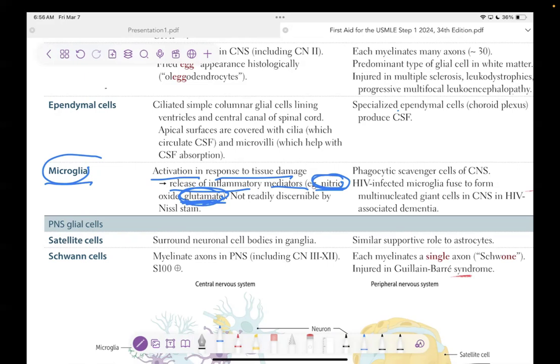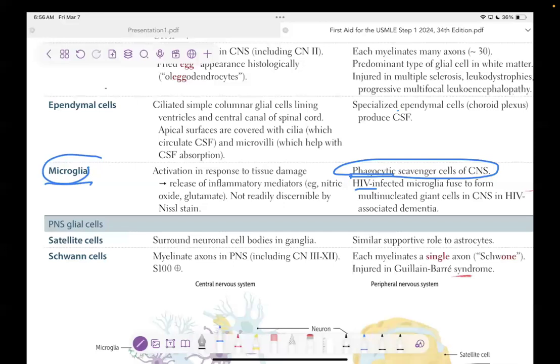Microglia are not readily discernible by Nissl stain. We already know that Nissl stain is only for the dendrites and cell body, because they have rough endoplasmic reticulum. What is the function of microglia? They are the phagocytic scavenger cells of the CNS. They have the function of phagocytosis, right? Neutrophils and macrophages are phagocytic scavengers, but for the brain it is the macrophage.